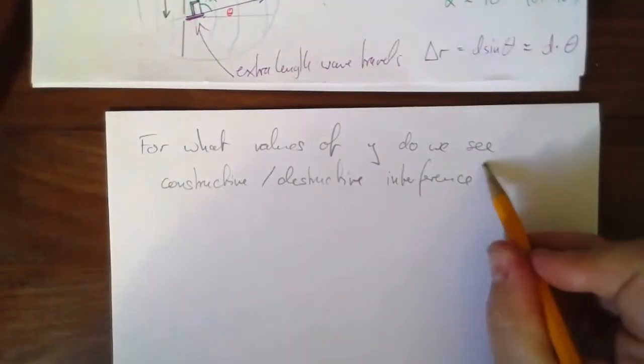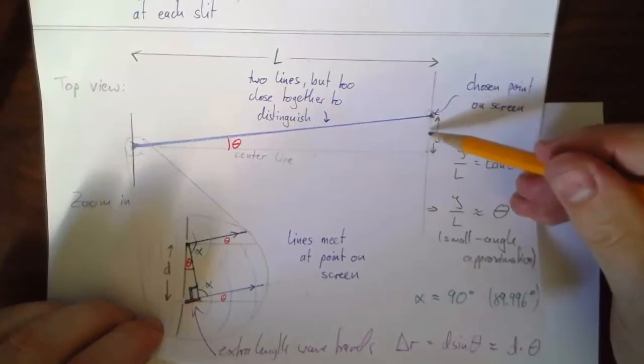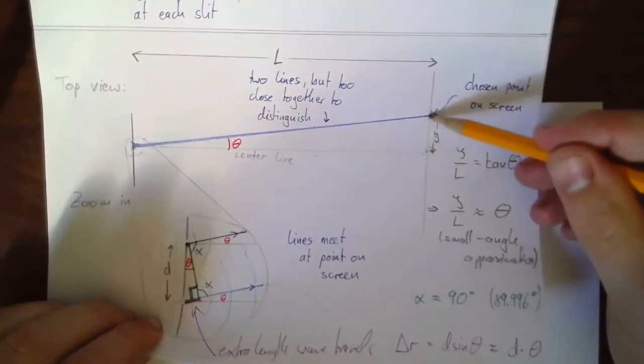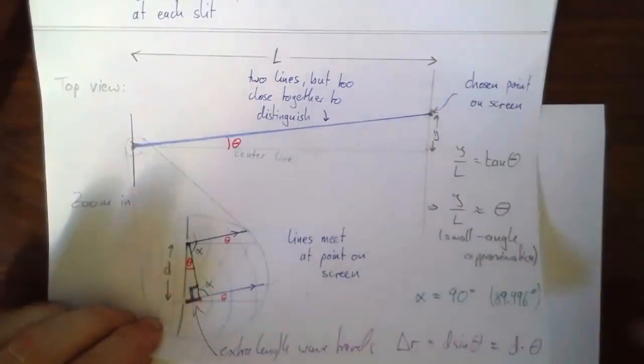Right. So we're asking, where on the screen in the back do I see light? Where do I see dark? Light, dark. Like, what condition has to be true so I see a light patch here where the light from those two slits interferes constructively?